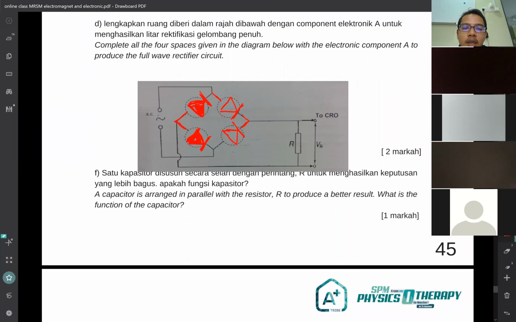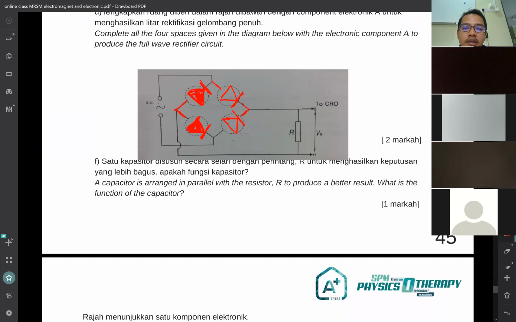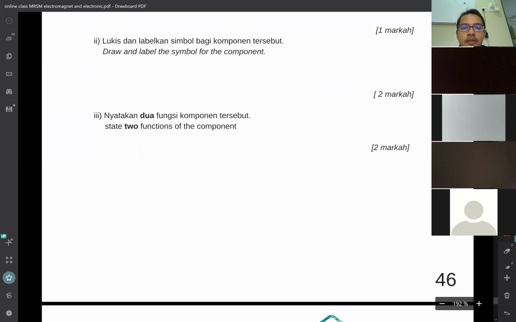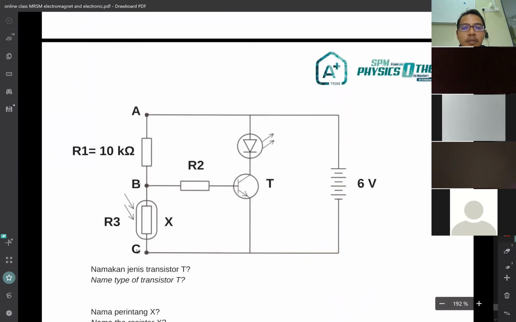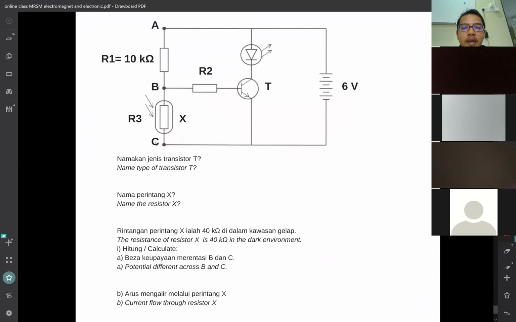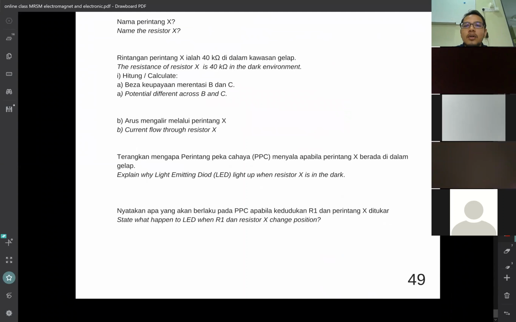Okay, a capacitor is arranged in parallel to produce a better result. What is the function of the capacitor? As I told you earlier, the capacitor is to smoothen the circuit, right? So the smoothen the circuit. Okay, so this is the question, basically the one that we tried before. You might complete this afterwards. And that's all for this chapter.